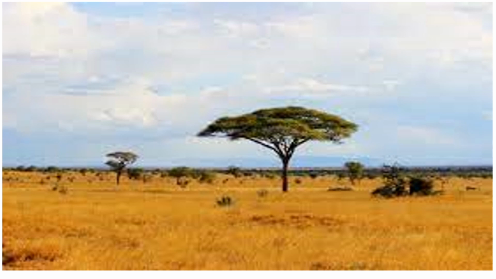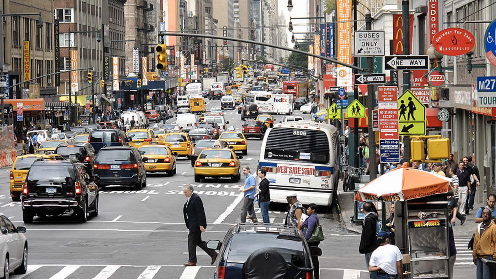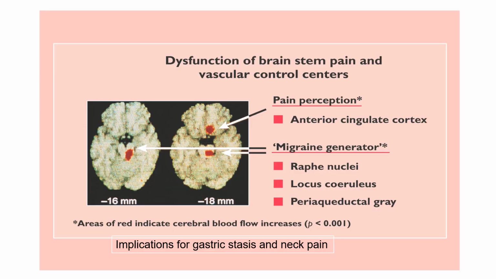So let's talk about migraine, and we looked a bit at the evolutionary advantages of a hypervigilant brain, but alas, a million years later, things are not looking too good for a hypervigilant brain. And we have a migraine generator which fires off, presumably aiming to reboot an overloaded brain, and this is at the midbrain area, and this has implications for gastric stasis and neck pain. Both of these areas are also in the same area.